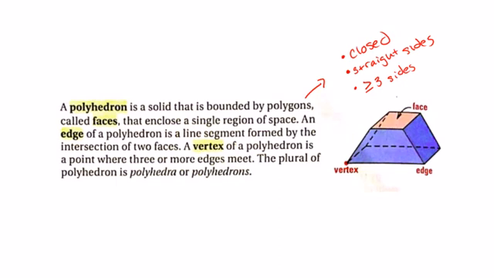An edge of a polyhedron is a line segment formed by the intersection of two faces. So as you remember, two planes intersect at a line, and a vertex of a polyhedron is a point where 3 or more edges meet. Alright, so that's going to be where more than 2 faces are meeting, more than 2 planes are meeting at a point. So the plural of polyhedron is either polyhedra or polyhedrons.